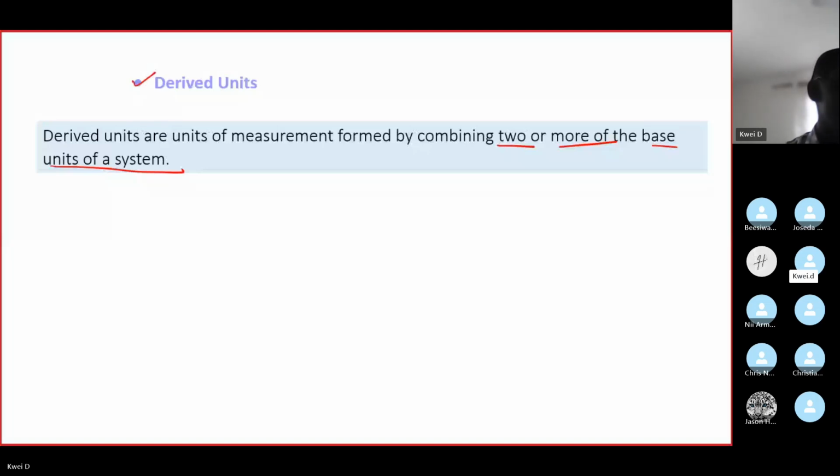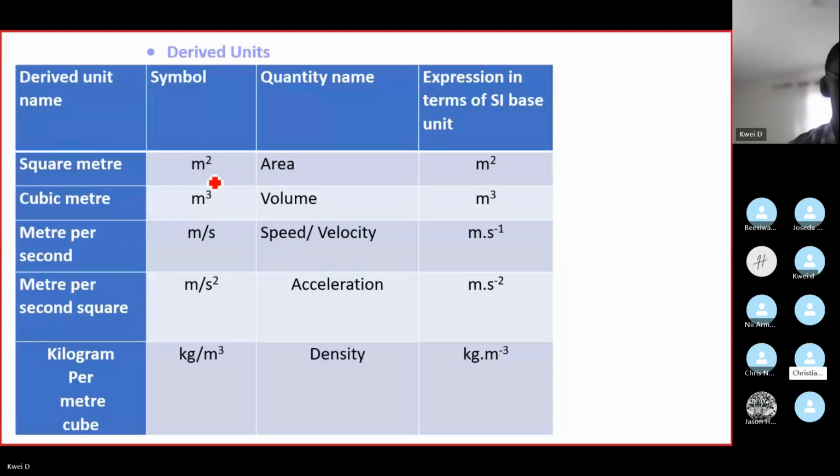And here are some examples of derived units. I hope you can see the screen. You have the square meter, a derived unit. The cubic meter, a derived unit. We have the meter per second, a derived unit. Then we also have the kilogram per meter cubed. All these are examples of derived units. They are not in any specific order.